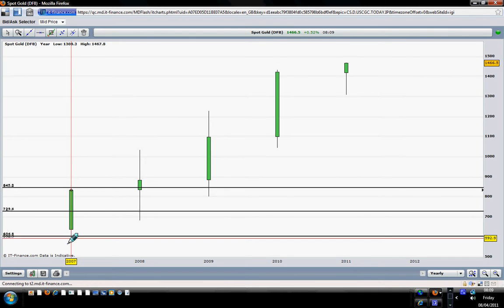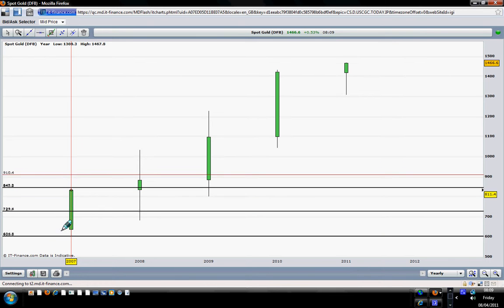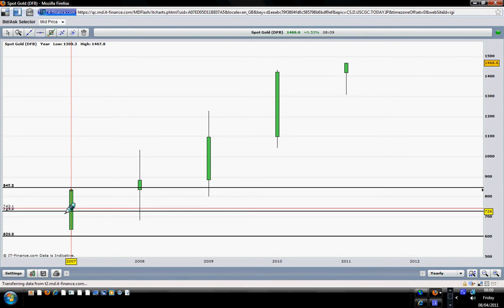So a low of the yearly candle or any other candle, a low of the monthly candle, a low of the weekly candle is a hot spot trading zone. The high of this yearly candle is a hot spot trading zone. The middle line of this range of this yearly candle of 2007 is a hot spot trading zone.